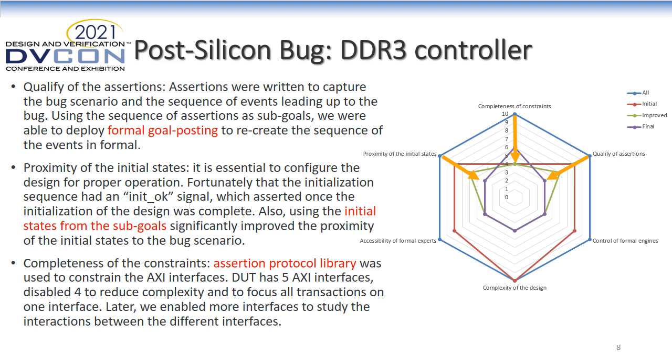Now for constraints, the design has 5 AXI interfaces. So initially, we disable 4 of the interfaces to focus formal application on one interface to exercise all types of transactions. So once we found the bug, we enable the other interfaces so that we can study the interactions between those interfaces.